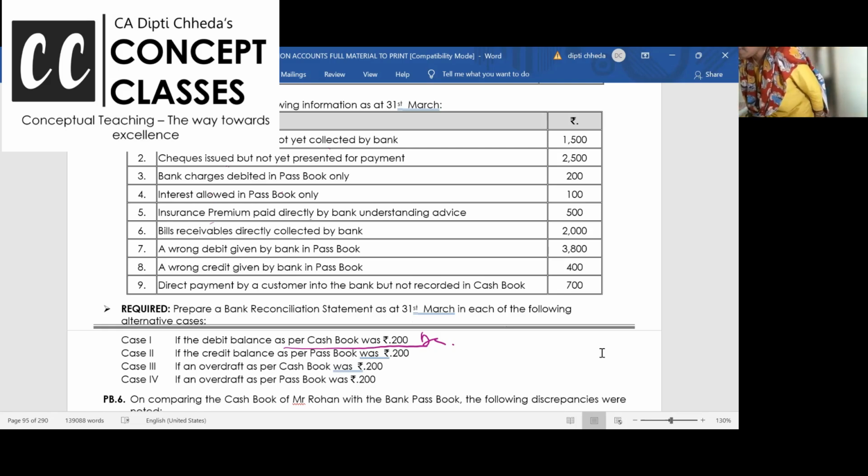Okay, how much is the answer? There are 4 ways of doing it. In the exam, such a problem will not be asked with all 4 ways. You just do it as cash book debit balance, passbook credit balance, cash book credit, passbook debit. All options will not come, but if you do one problem with all the options, it will be very good practice for you. I am waiting.